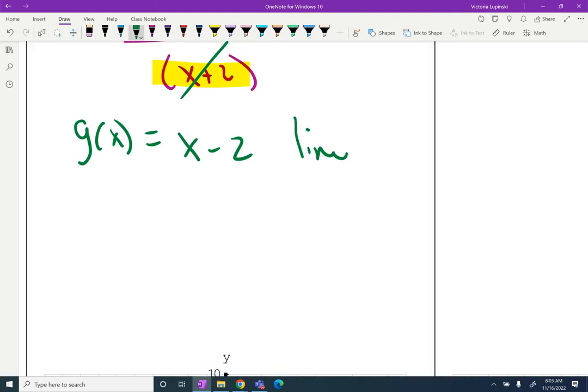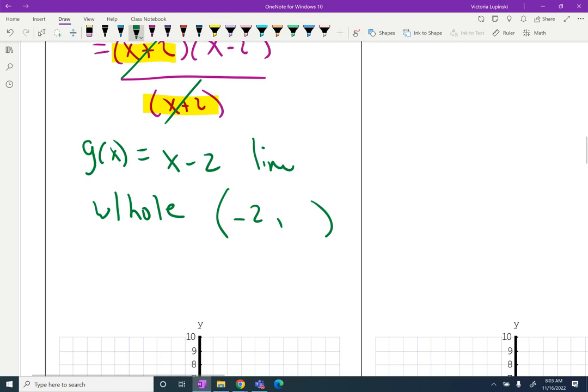So this x minus 2 is no longer a rational function. It's a line with a hole in it. You still have to take that canceled factor and find the hole, but when you go to graph it, it's literally just a line. Where is that hole? So the hole is at negative 2 comma something. Why do I know negative 2? Because of the canceled factor. In order to find the y value, you would have to plug negative 2 into the reduced form. So negative 2 minus 2 is negative 4.